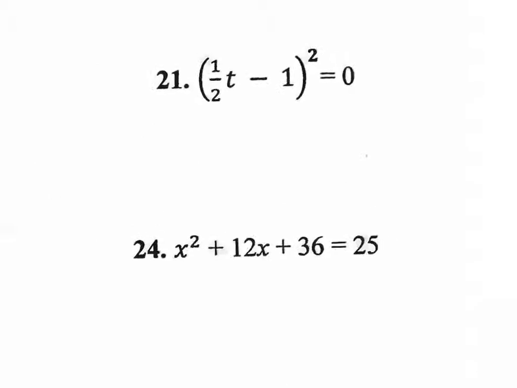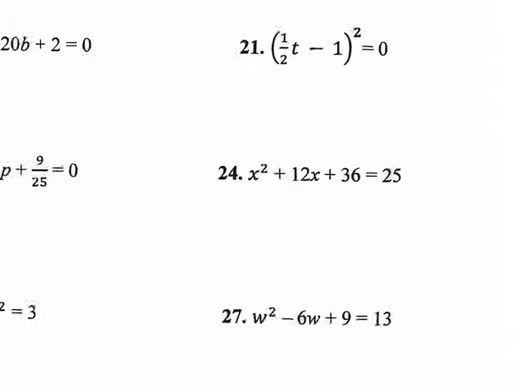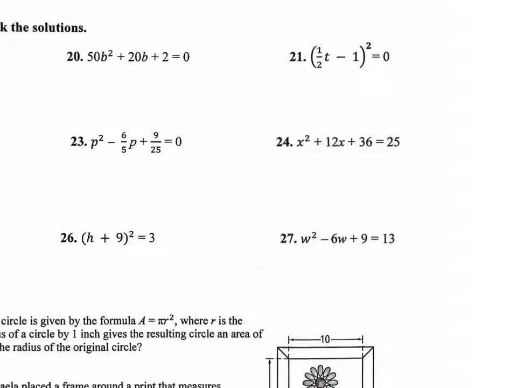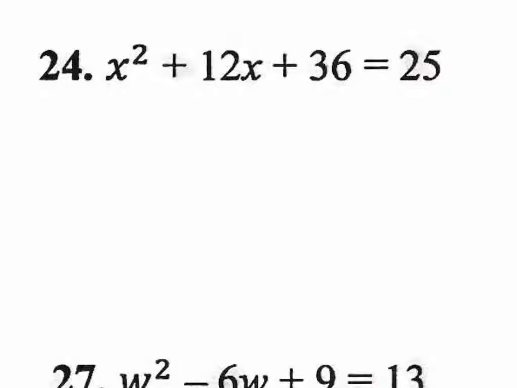So number 21, for example, that's already ready to square root the left side, square root the right side. It's going to be a square root of 0, which is 0, and you put a plus or minus right in front of that 0, which doesn't change anything. But I want to jump to something a little more interesting, kind of like number 24. That's an interesting one right there. Okay, number 24 is interesting.